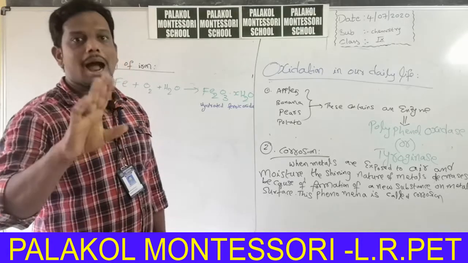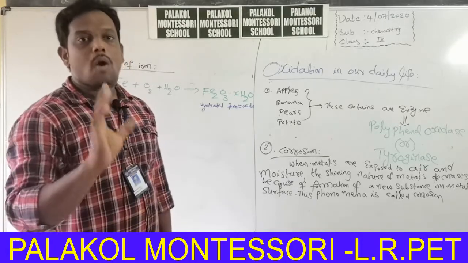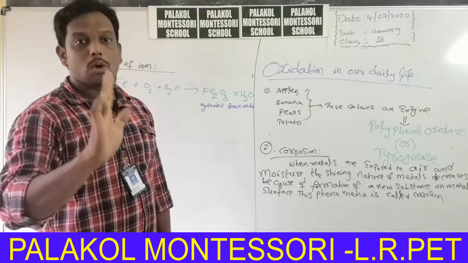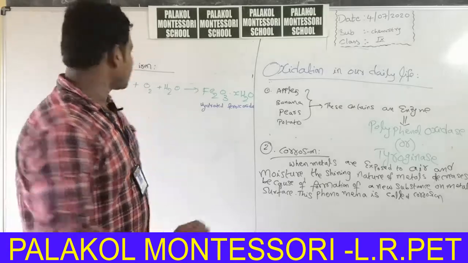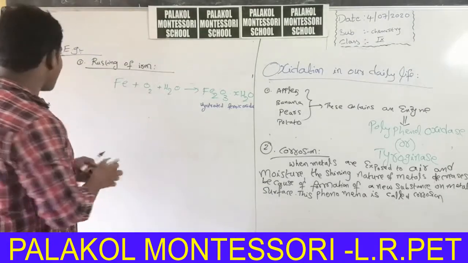How can we prevent rusting? By painting and by galvanization. What is galvanization? The coating of zinc metal on an iron surface is called galvanization. This is about rusting of iron.